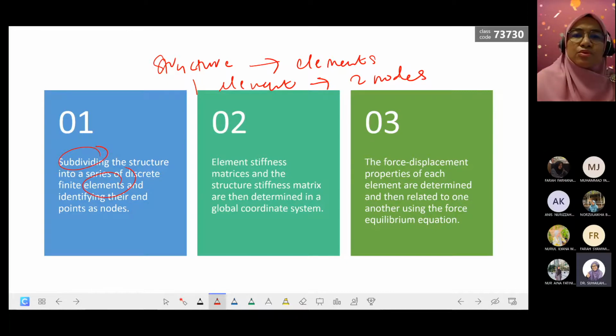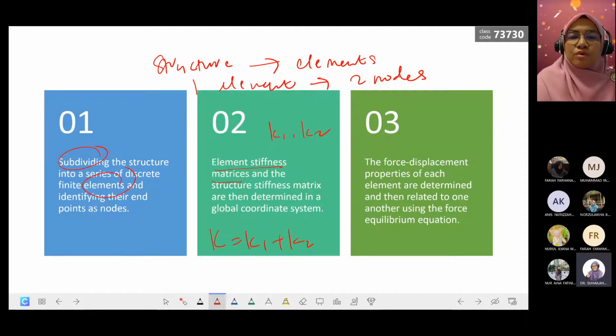Okay, so number two, element stiffness matrices. After we divide the structure into elements, we need to establish what we call element stiffness matrices. For the element, we will use the small letter k1, k2, and k3 and so on. Okay, and then from this we will establish what we call the structure stiffness matrix, K1 plus K2, and so on, plus K3 plus K4. Okay, this is the basic principle.